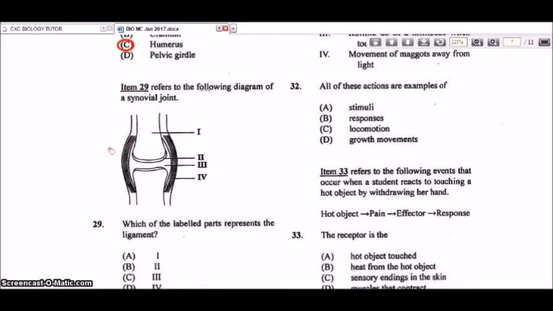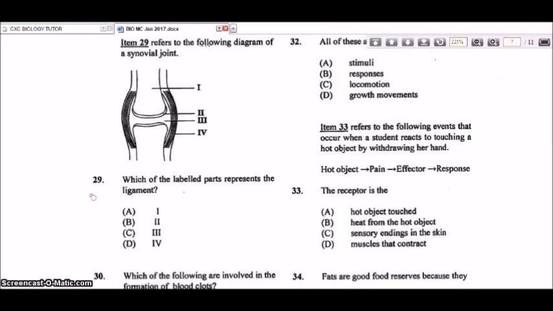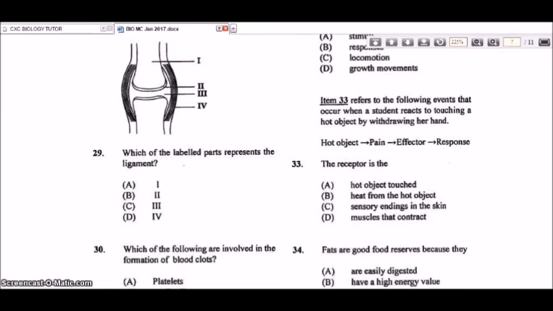Item 29 refers to the following diagram of a synovial joint. So question 29, which of the labeled parts represents the ligament? A ligament is that band of tissue that connects a bone to another bone at the joint. So 4 is pointing at the ligament. So therefore the answer would be D.